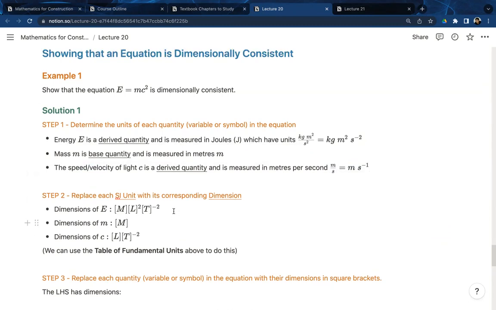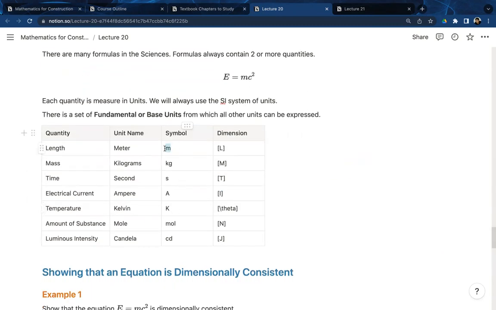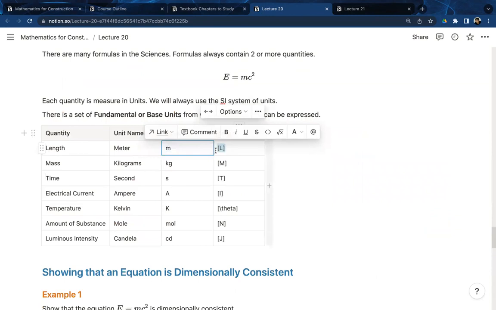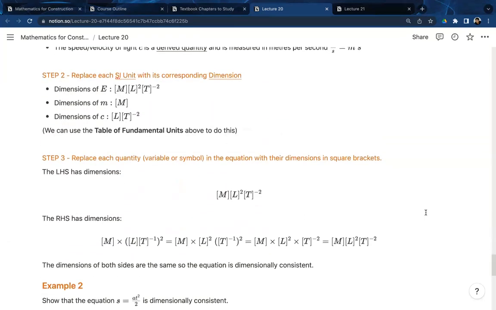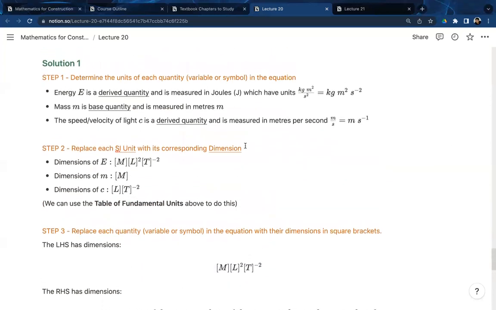We replace the units with their dimensions. So the unit meter has dimension L, kilogram has dimension M, second has dimension T, right? So that's what we're doing here. We're using our table here, the table of fundamental units above, to replace the units of E with the dimension.